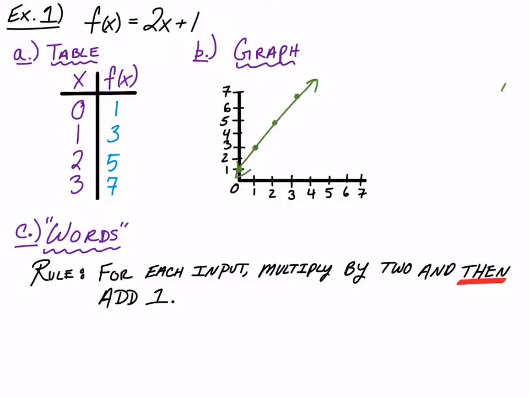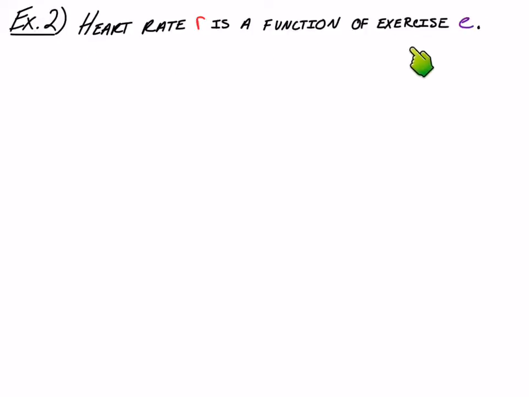Let's go ahead and take a look at example 2. So I'm actually going to give you a scenario, a sentence, a description of a function. So let's start with heart rate R, and I color code R as red. Heart rate R is a function of exercise E. So those are our 2 variables. Heart rate R is a function of exercise E. And you may or may not be able to guess what I'm going to ask you to do on this one. I gave you the description in words.